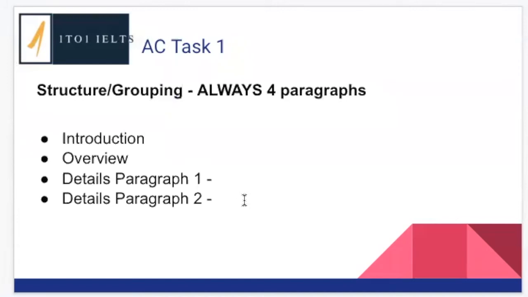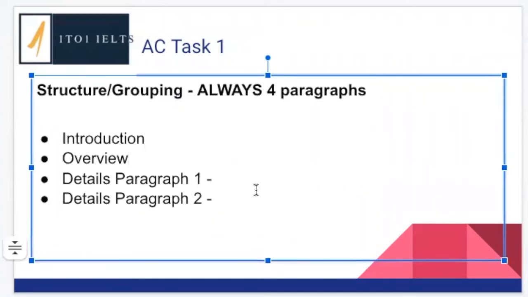What happens if we don't write 4 paragraphs? What happens to our coherence and cohesion score? So it's not going to be task response you get in trouble for, but your coherence and cohesion is a band 5 immediately. So if you don't write a 4 paragraph essay with this structure, you will immediately get a band 5 for your coherence and cohesion. So it's super important. And we don't want to combine the introduction and overview, which I see people do occasionally. We need these separate, and then we have our 2 details paragraphs.